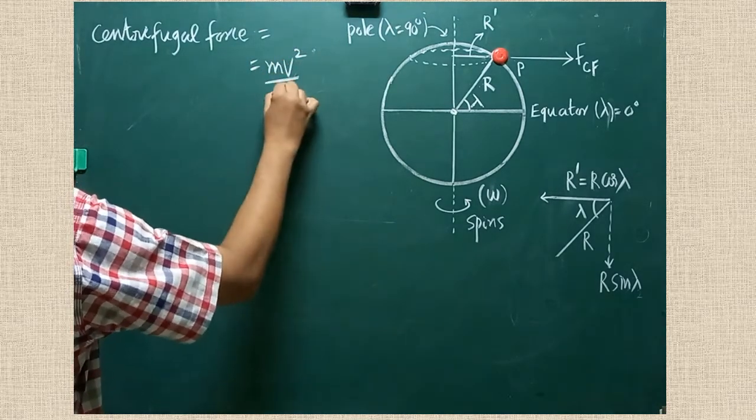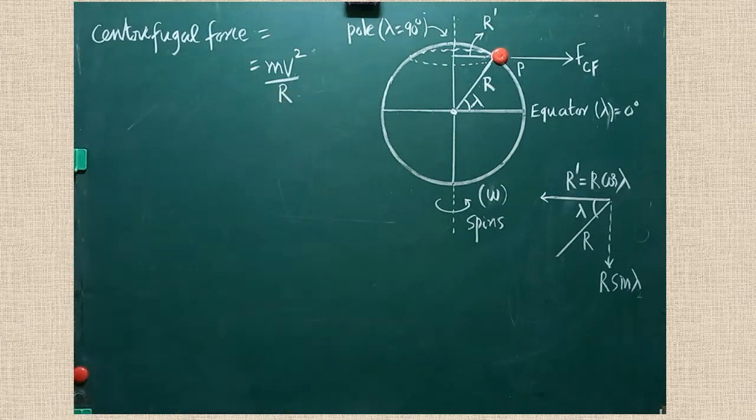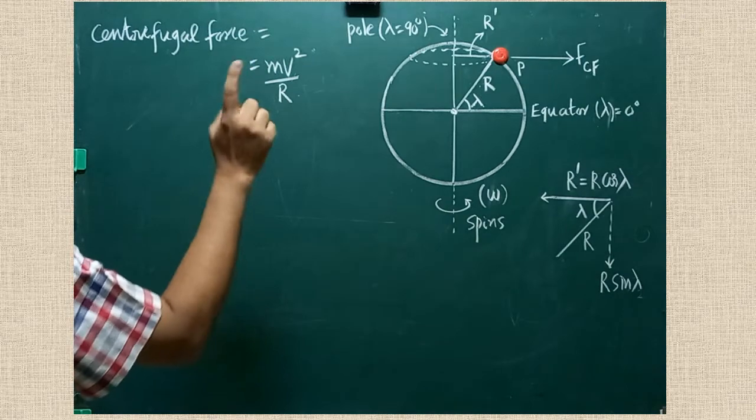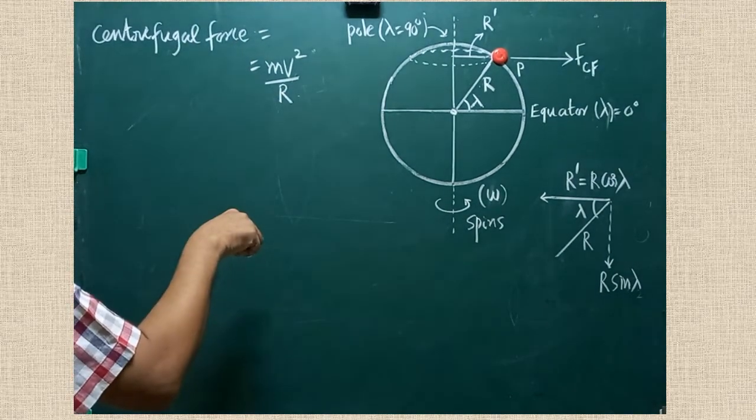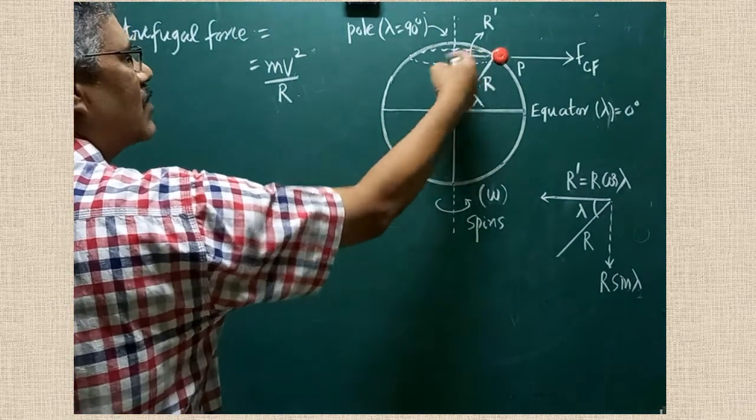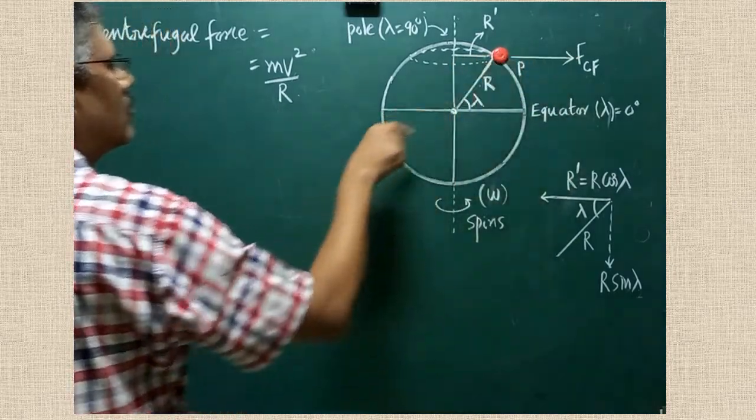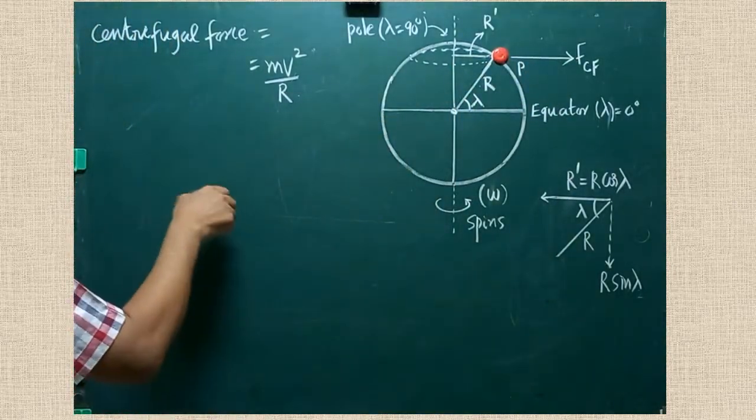mv square divided by r is the formula. Are you clear? mv square divided by r is the formula to calculate the centripetal force. Here, centripetal force is also acting. This is the direction of centrifugal force. For both, the same formula is to be used.